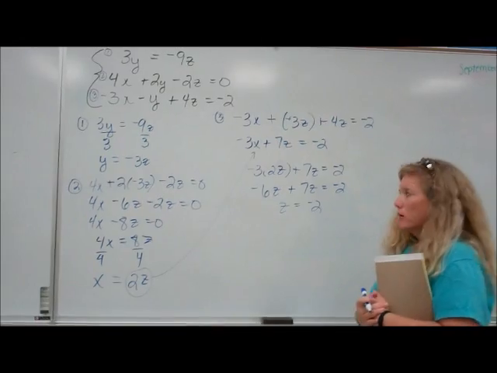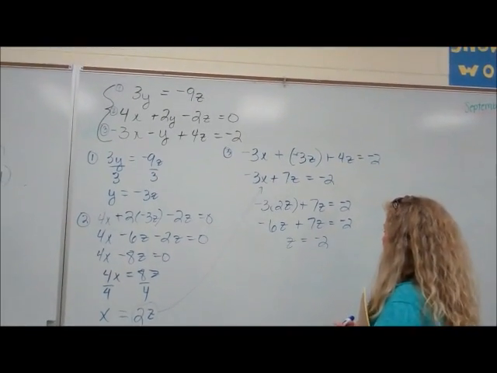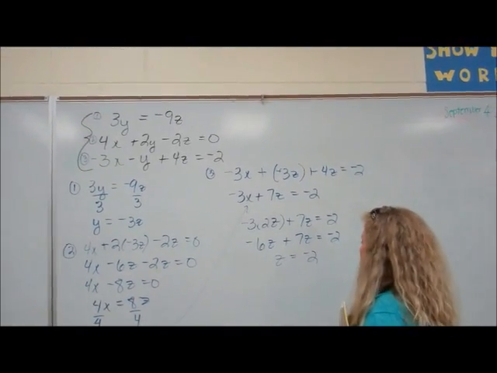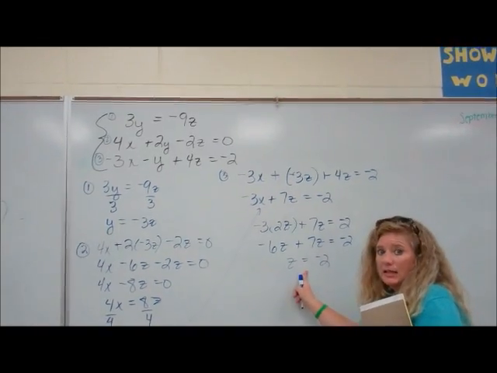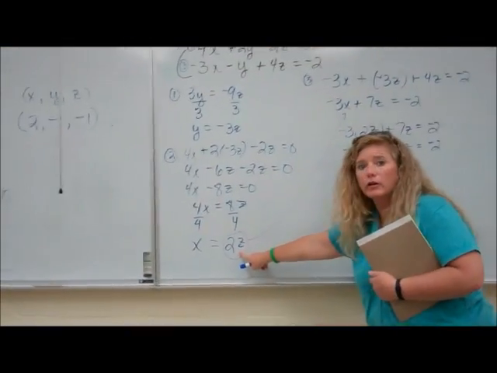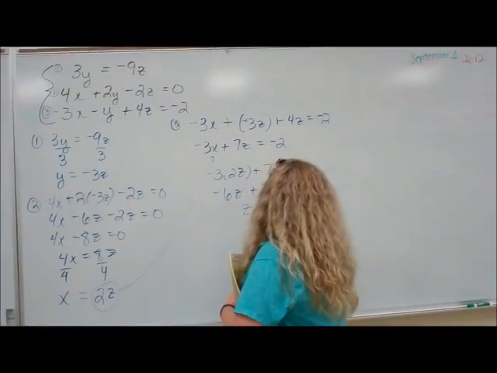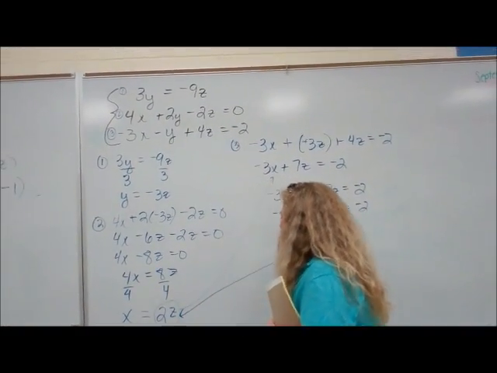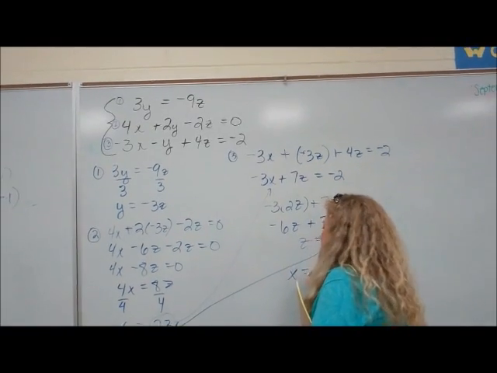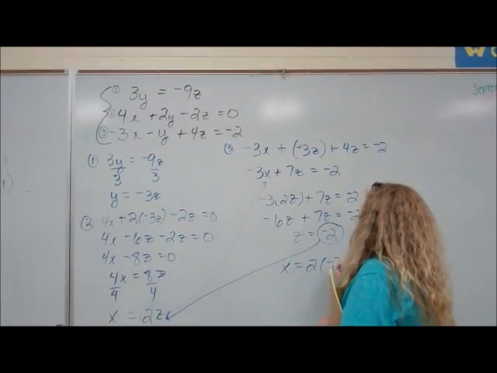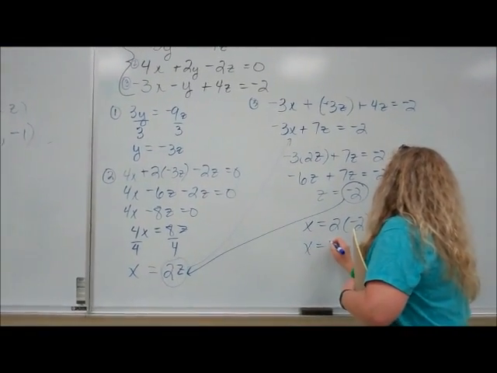One variable solved for. Now we need to solve for another variable. Take your z, plug it in here, and we've got x. So taking the z, we're going to substitute it down here. We're going to have x equals 2 times negative 2. So x equals negative 4.